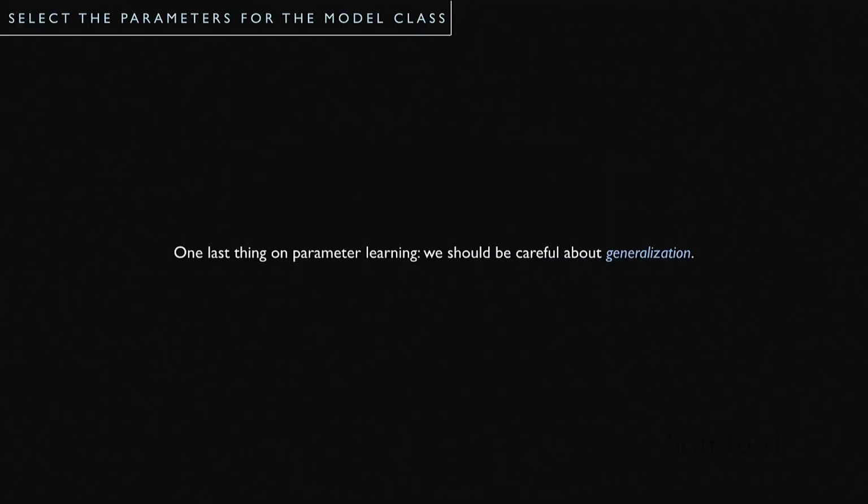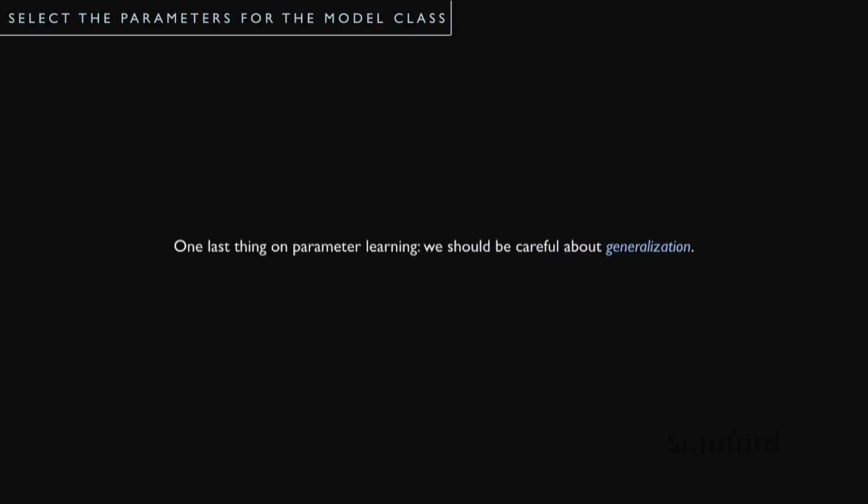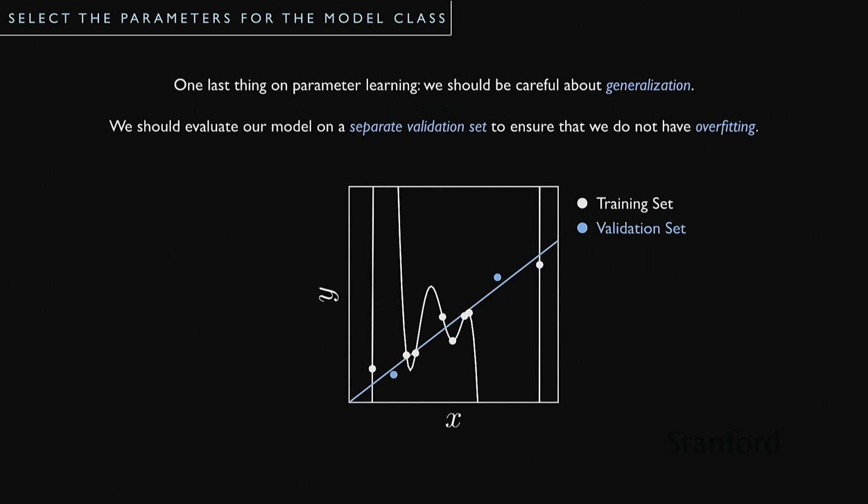Okay. One last thing on parameter learning. I'm going to go through this kind of fast, but we should be careful about generalization. Many of you have probably seen this before. We could very easily overfit to a set of data, so that white model here fits all of the white data points perfectly. But if we sample more data from what is likely actually the distribution over this data, it's probably not going to fit them very well at all. And so we should be careful about this.